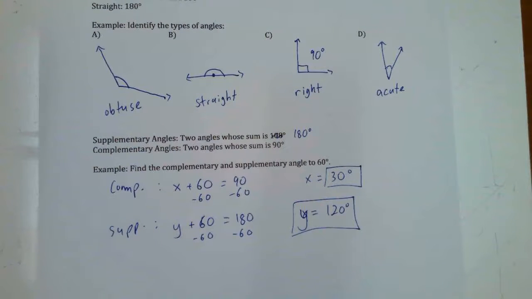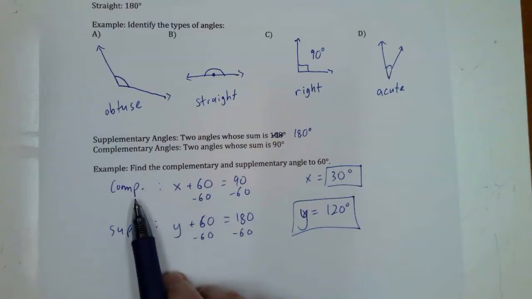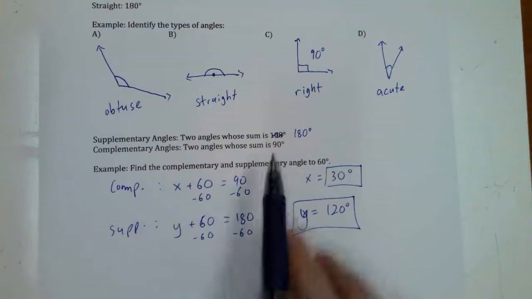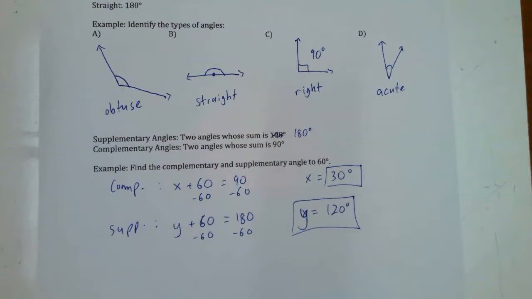So again, we also need to know which is which. Because on the test, if I ask you to find complementary and you find supplementary instead, that would be the incorrect answer. So again, we do need to also know which one is which. I like to think of it as complementary comes first in the alphabet and 90 is smaller. And that's how I like to remember it.